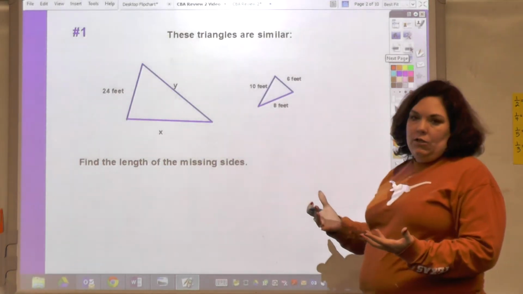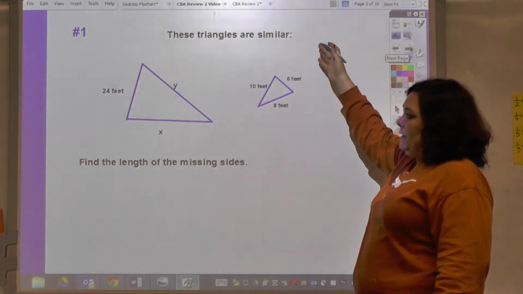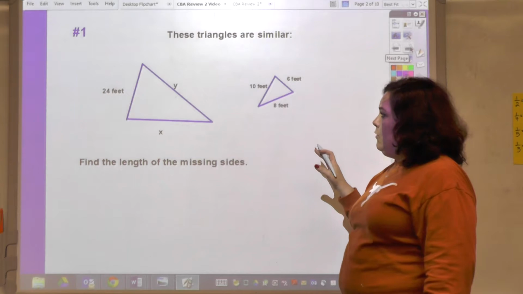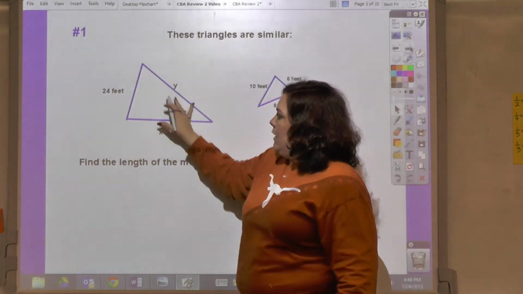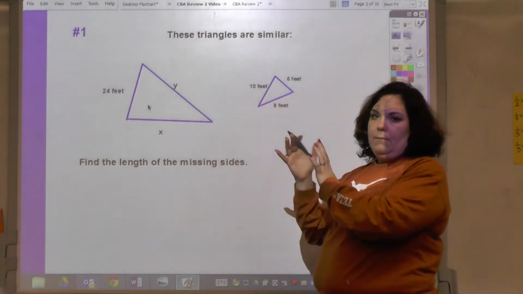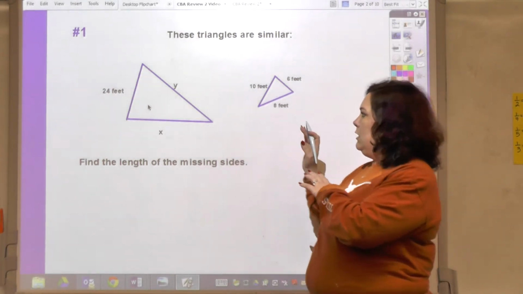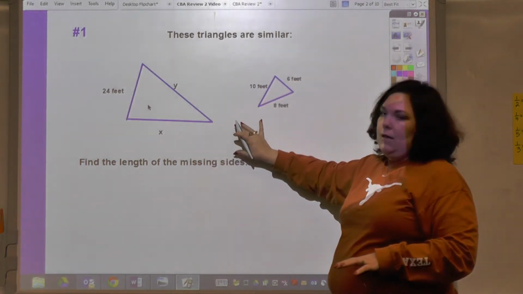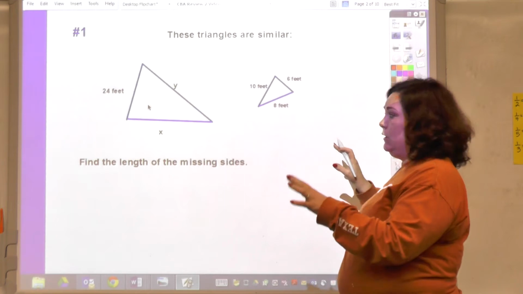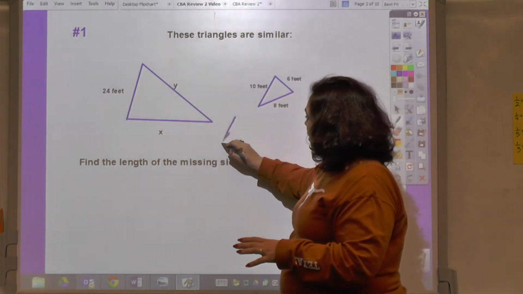So let's look at these triangles. The information says that these triangles are similar, so that means these are proportionate. Now, you look at them, and this triangle does look to be the same shape as this, but it's all twisted around, turned upside down, looks different. So the first thing we need to do is to redraw this so that we can make a comparison and make a proportion to solve the sides. So I'm going to redraw.